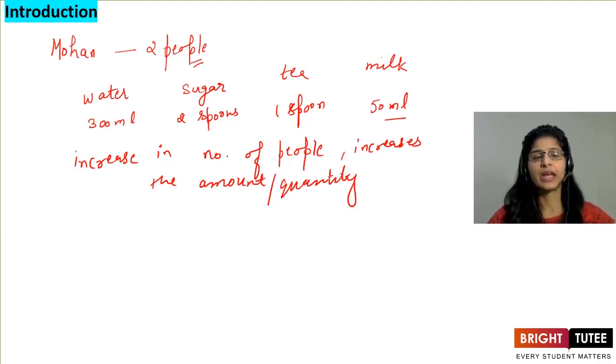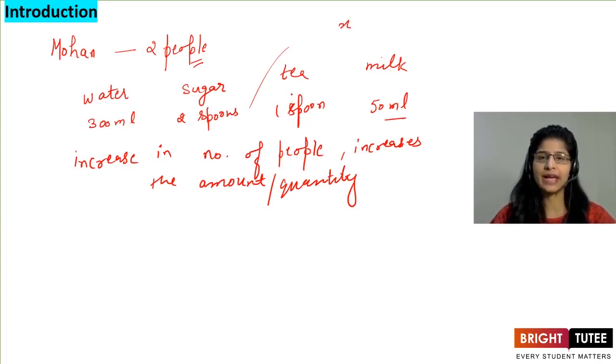See, the ingredients are in direct proportion with the number of people. When we increase the number of people, the ingredients also increase, right? So we call it a case of direct proportion. Directly proportional they are, right? And why are we using proportional? Because suppose X is the number of people and Y is the ingredients that we are using. So this ratio for him is always going to remain the same.